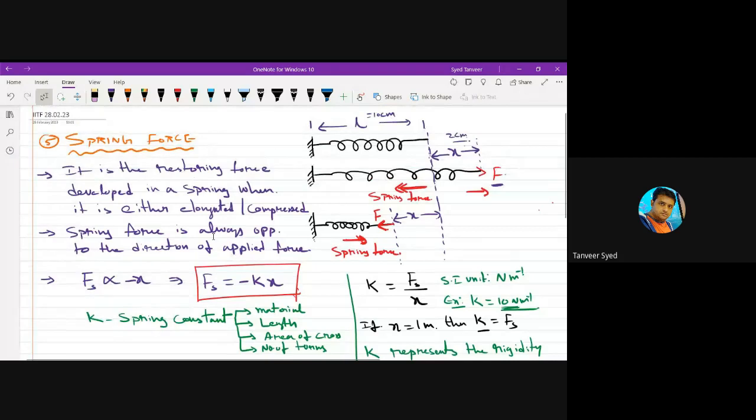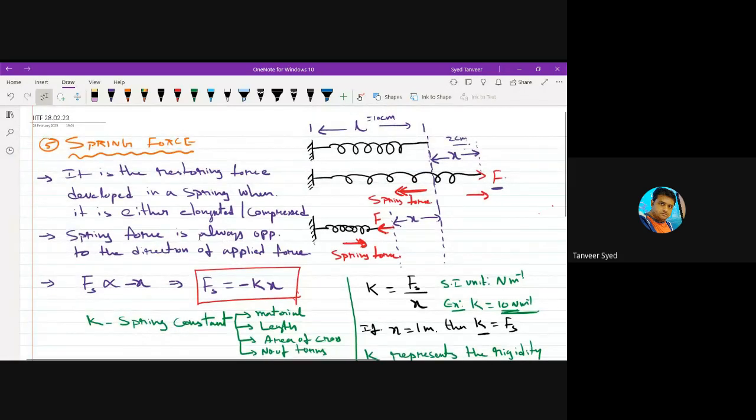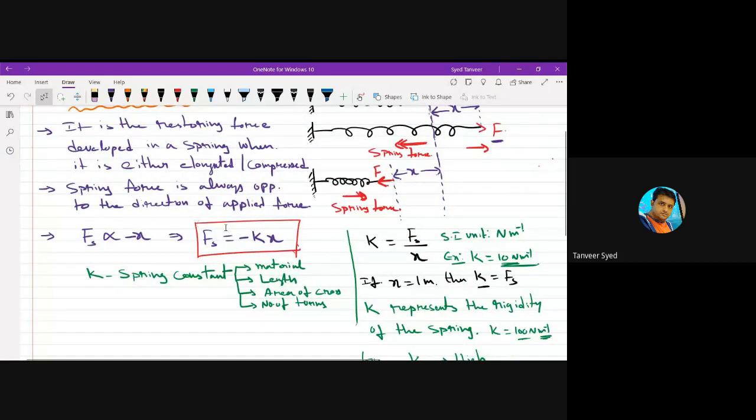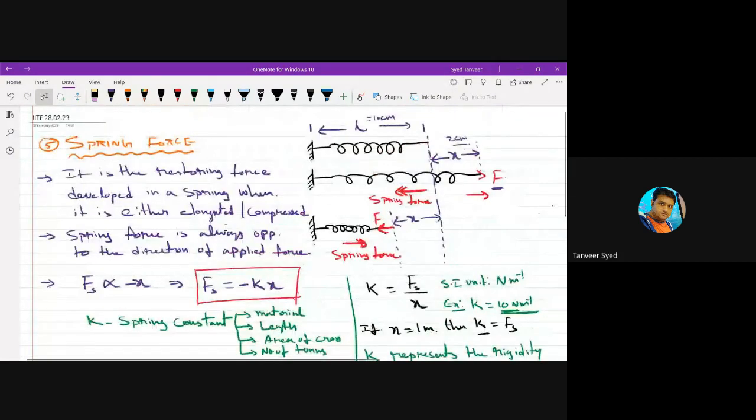Spring force is minus Kx. So these are the common forces that we encounter in mechanics: weight, normal reaction, tension, friction, and spring force.